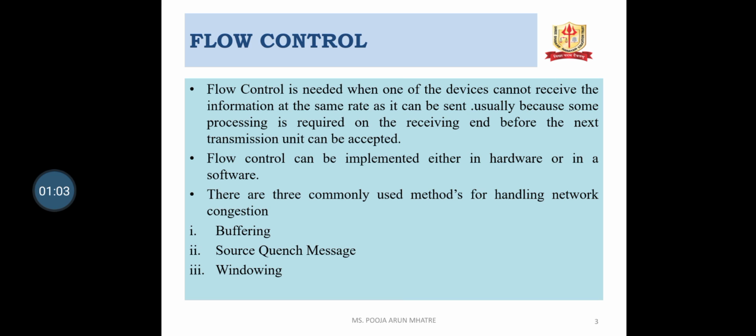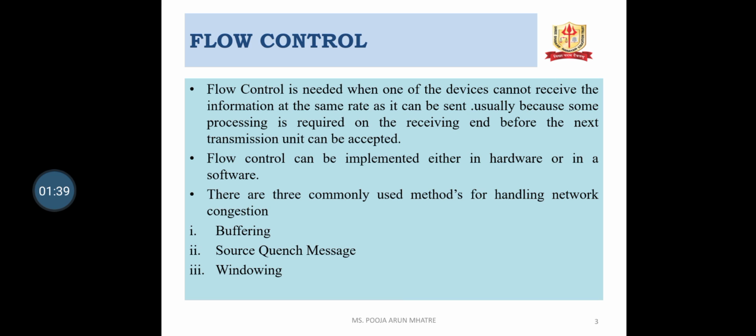That means when the sender sends a message to a number of devices and one of the receiving devices cannot receive the same message at the same time because of some problems, a flow control mechanism is needed. Before the next transmission, the unit must accept the previous data. Flow control can be implemented either in hardware or in the software part.